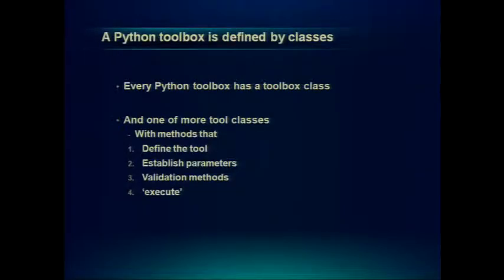Now, in a Python toolbox, we do that by defining classes. So every Python toolbox will have one toolbox class. That's sort of how ArcGIS recognizes a Python toolbox as what it is. And then it has one or more tool classes with methods that define the tool, establish your parameters, a series of validation methods, and an execute.